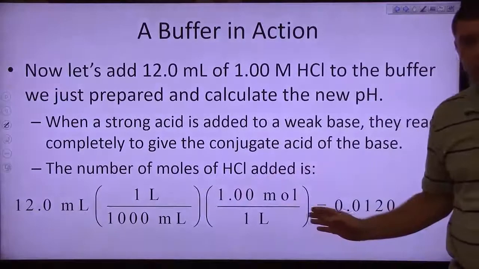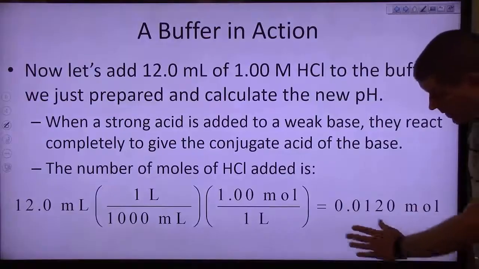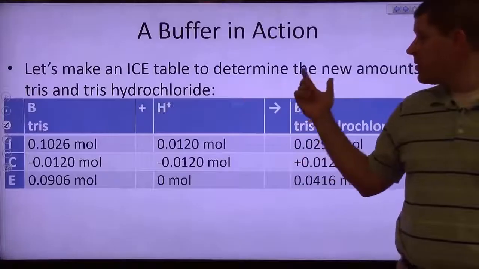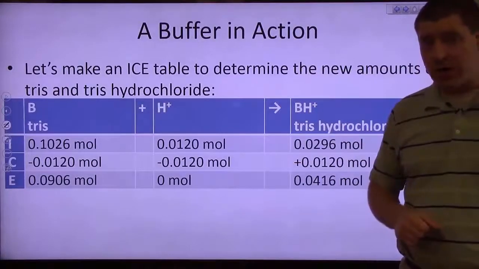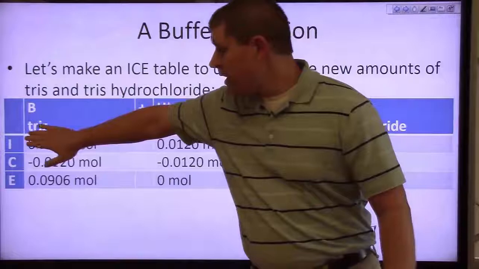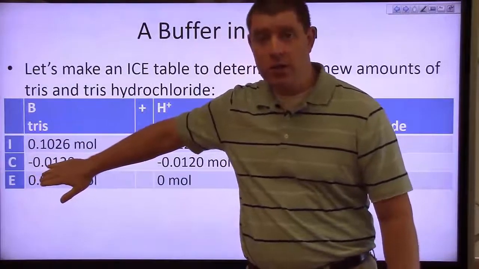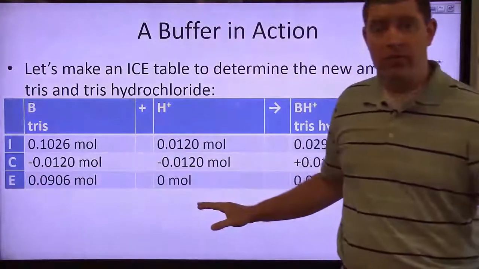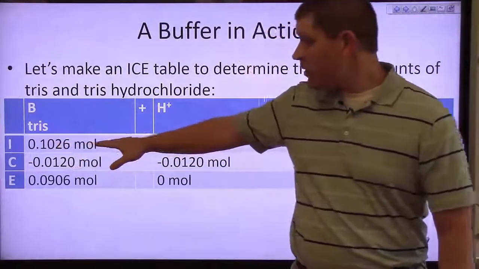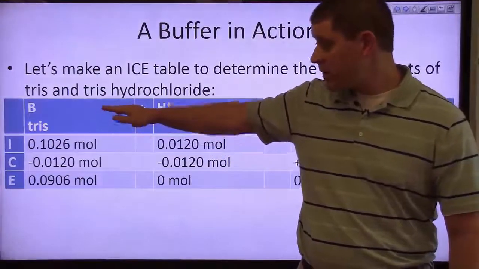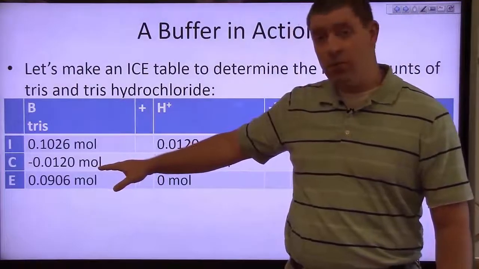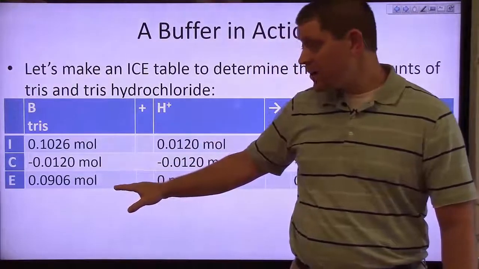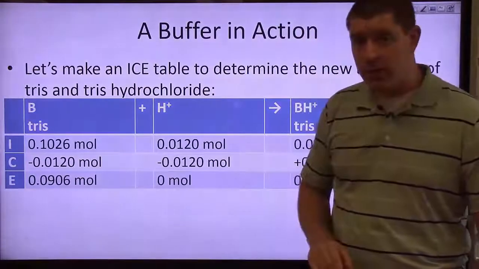So we can calculate the number of moles of hydrochloric acid that we've added, and that ends up being 0.0120 moles. Let's make an ice table to determine the new amount of tris and tris hydrochloride. Remember, I stands for initial, C stands for the change, and E stands for at equilibrium, what do we have remaining. Initially we have 0.1026 moles of tris. But if we've added 0.0120 moles of hydrochloric acid, then we're going to end up with 0.0906 moles of tris after reaction.